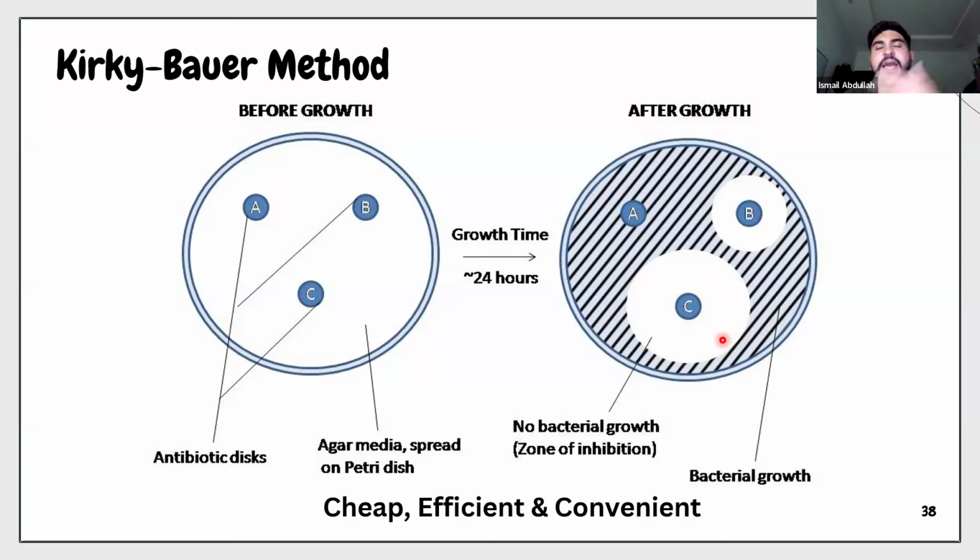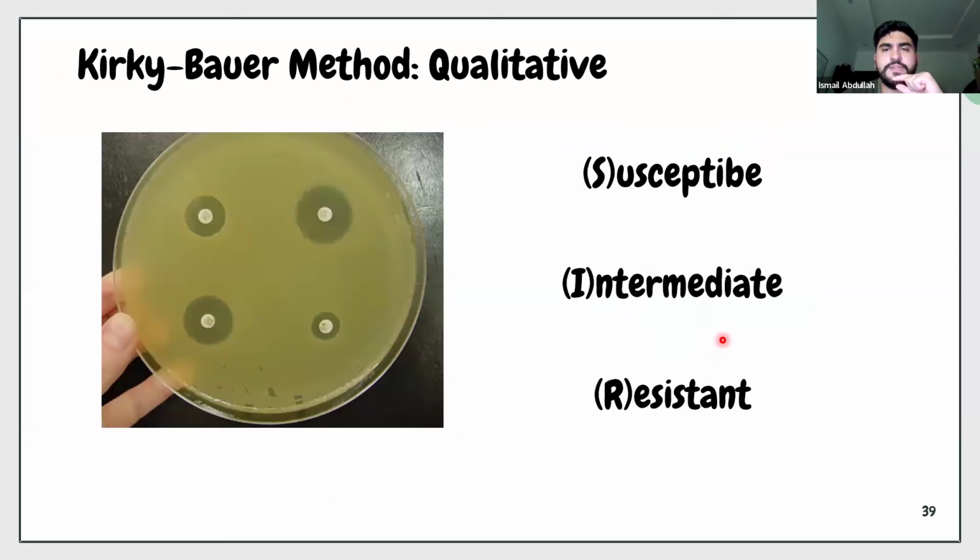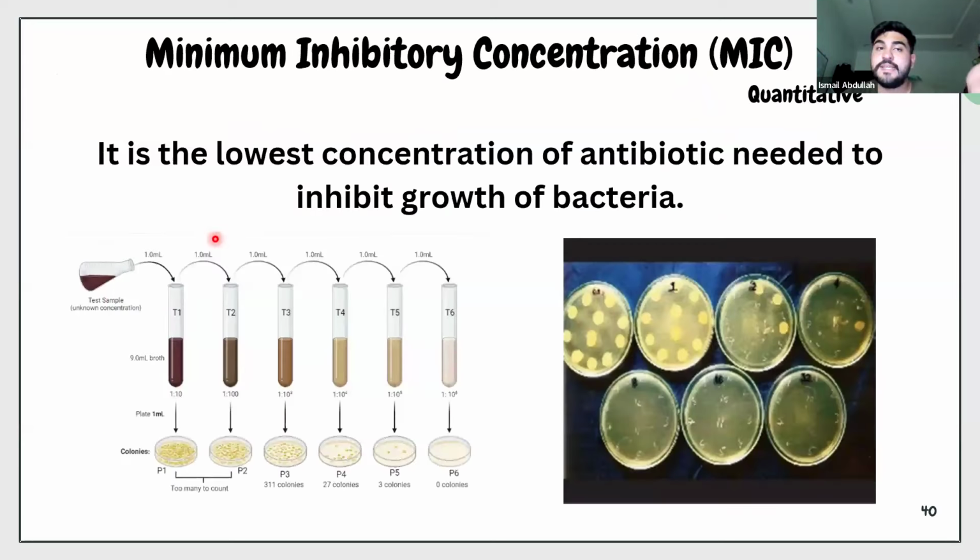So, yeah. And if they ask you in the exam why the Kirby-Bauer method is used, it's because it's very cheap, efficient, and convenient. Tamam? And as I told you, we have susceptible, intermediate, and resistant. I don't think they're going to ask about this, because you have to know the Kirby-Bauer method. They might give you this dish, okay, with a few sentences about it, and ask what the name of this method is. So it's the Kirby-Bauer method, and it's a qualitative method, okay? Qualitative.